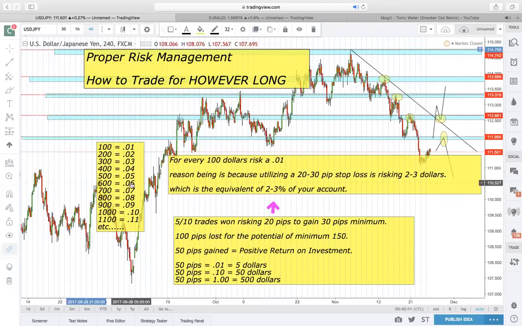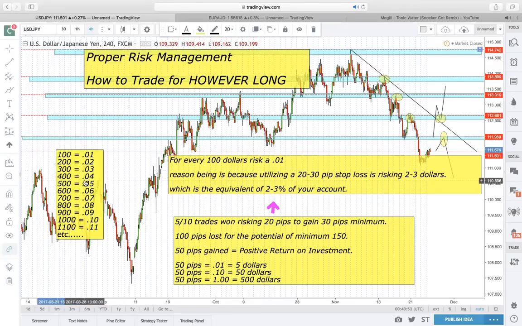Okay, so what I broke down here is a couple key things. I broke down the little chart to the left so we all understand the lot sizes to be using. For every $100, we're going to risk a 0.01. The reason being is because a 0.01 means you're making 10 cents per pip. Now, if you're utilizing a 20 to 30 pip stop loss, it means that you're risking only $2 to $3, which is the equivalent of 2 to 3% of your account.